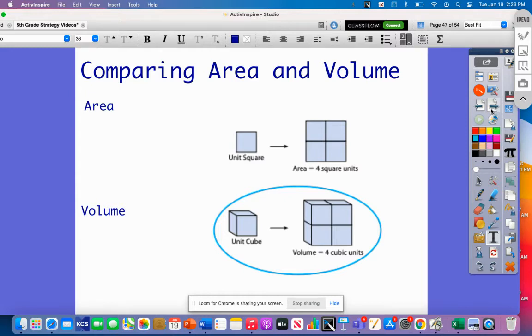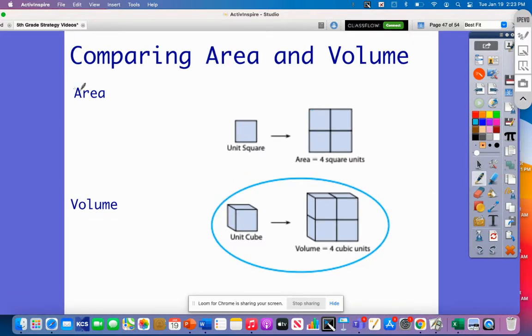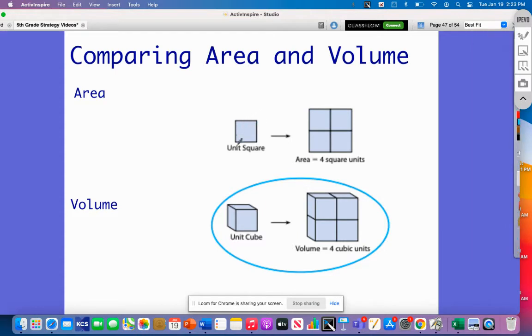Also think about a washing machine in your house, what's inside of the washing machine is measured by volume. So what we're going to do is talk about comparing area and volume. You've already learned about area, so now we're going to take what we know about that and transfer it to volume.